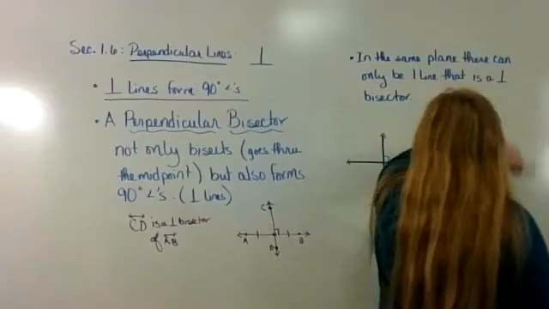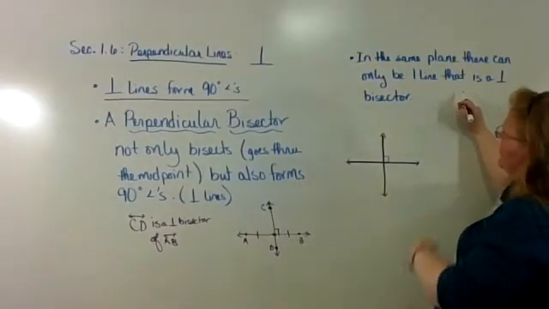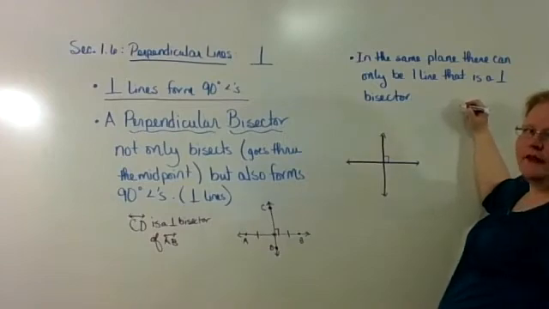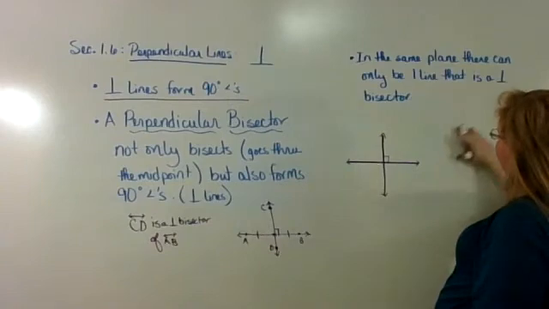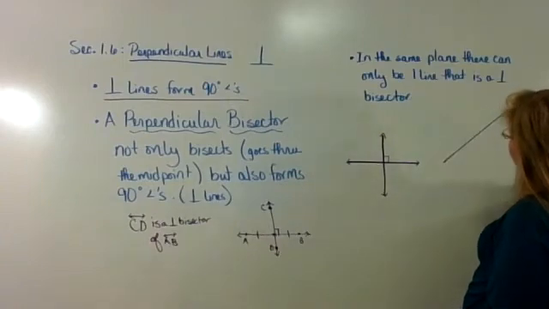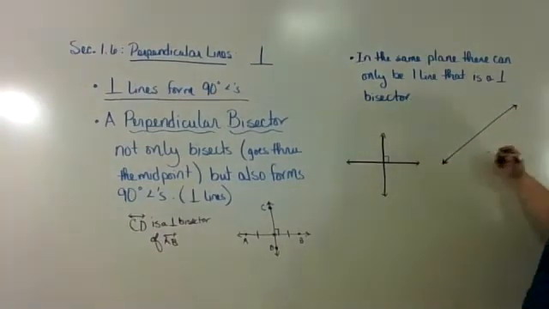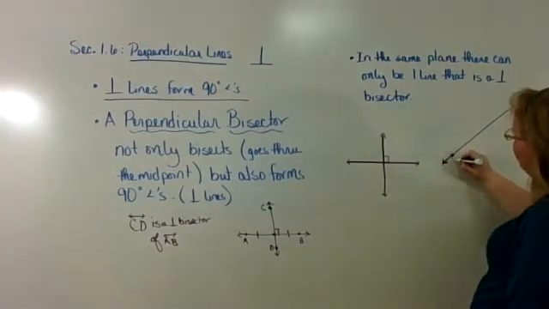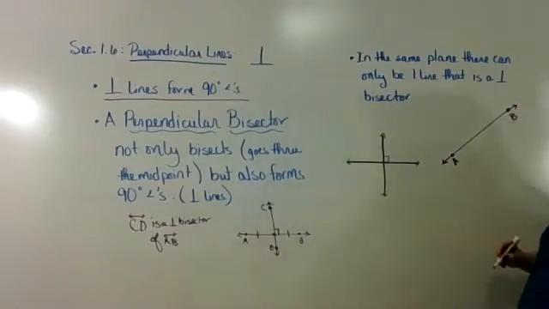In the same plane, there can be only one line that is a perpendicular bisector. That's what it's saying. So if we're talking about the plane of the board, because that's easier for me to draw, this is my line that they're giving you. I'm going to call it AB because I like to stick with like things.